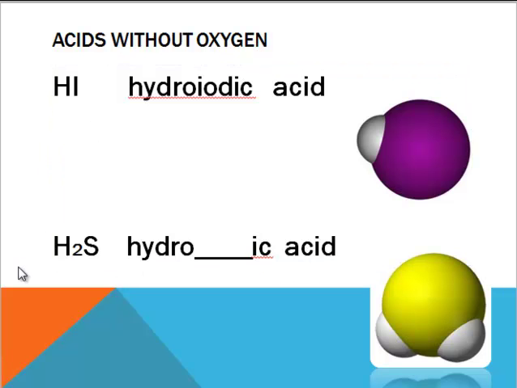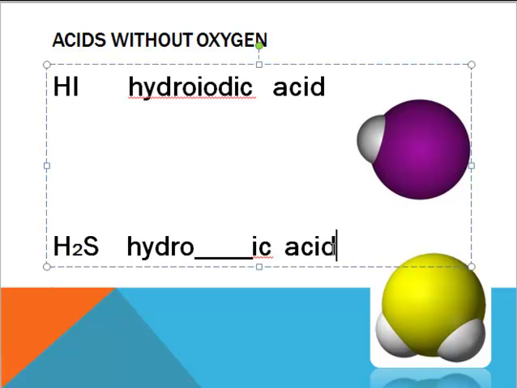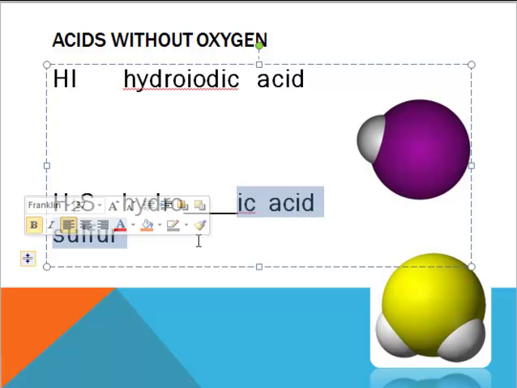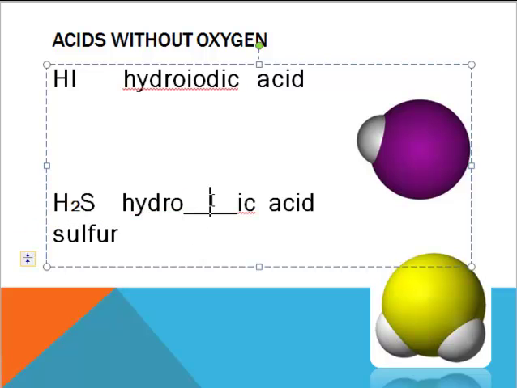We have one more example here of naming these acids that do not contain oxygen. The element here, besides hydrogen, is sulfur. Sulfur is a little bit different than the other elements. We don't get rid of the last three letters. In fact, for sulfur, because it doesn't end in an IDE or an INE, we put the whole word in, SULFUR, and it becomes hydrosulfuric acid.